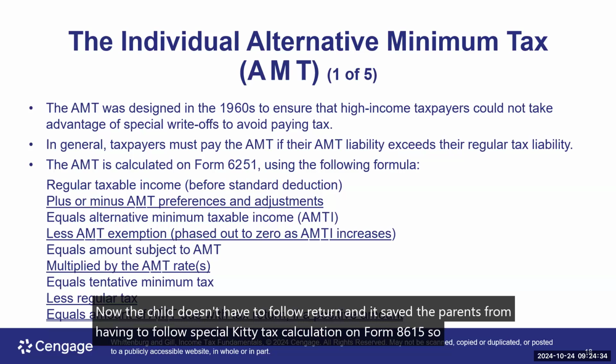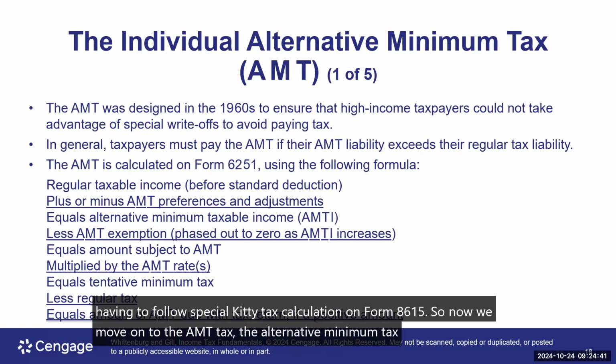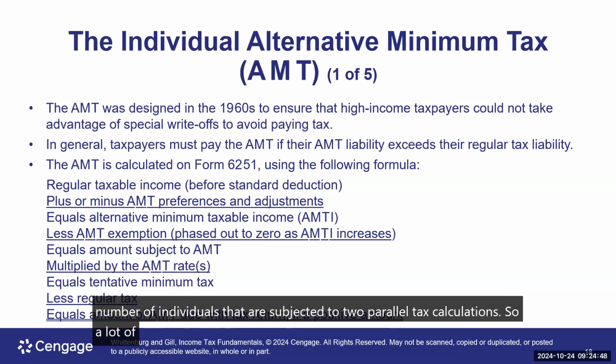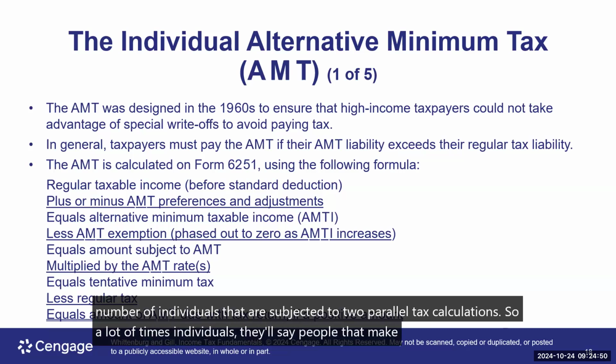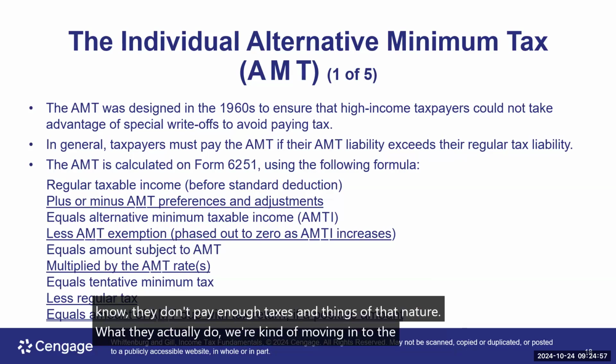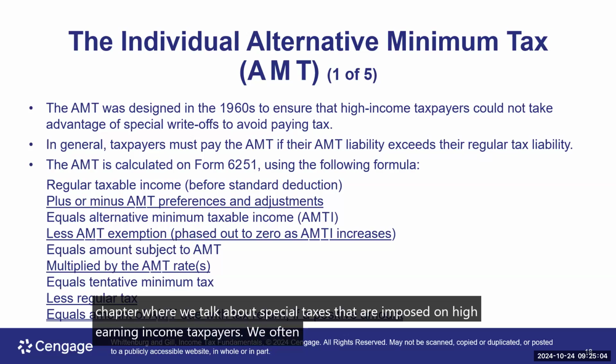So now we move on to the AMT, the alternative minimum tax. There's a small number of individuals that are subjected to two parallel tax calculations. A lot of times, people say that individuals that make a lot of money don't pay enough taxes and things of that nature. But they actually do. We're moving into the section of the chapter where we talk about special taxes that are imposed on high earning taxpayers. We often refer to them in the profession as high net worth taxpayers, right?